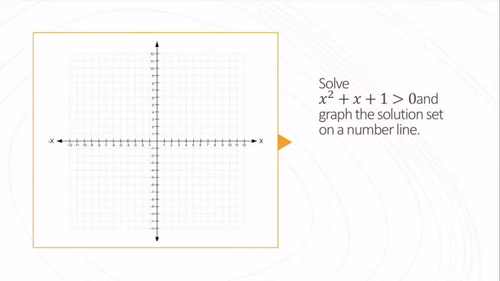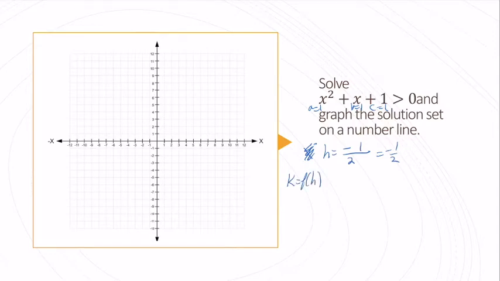Next, I want to solve where x squared plus x plus 1 is greater than 0, and I want to graph the solution set on a number line. Okay. So I'm going to go ahead and find my vertex. So if I have x squared plus x plus 1, a is 1, b is 1, and c is 1, I've got h equals negative 1 over 2, so it's negative 1/2.